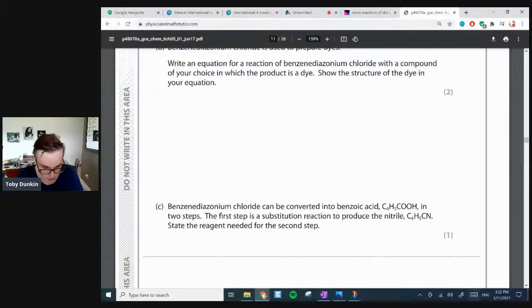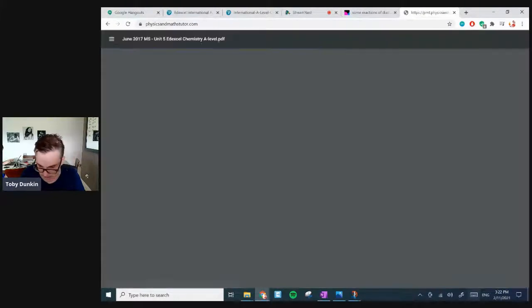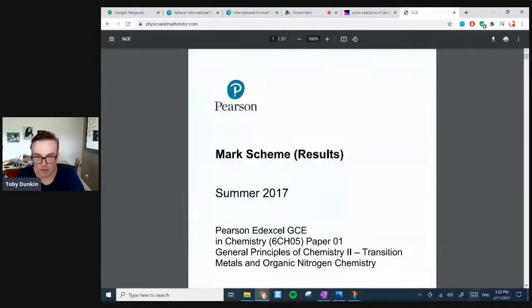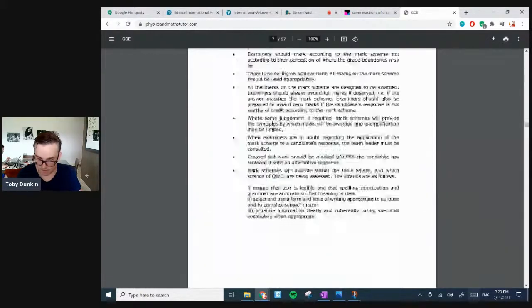Balanced equation. So that was June 17. June 17, let's have a look at the mark scheme. 2,4,6-tribromophenol. Yes, spot on. Do you need sulfuric acid as well? Where's the sulfuric acid? What do you want the sulfuric acid for?